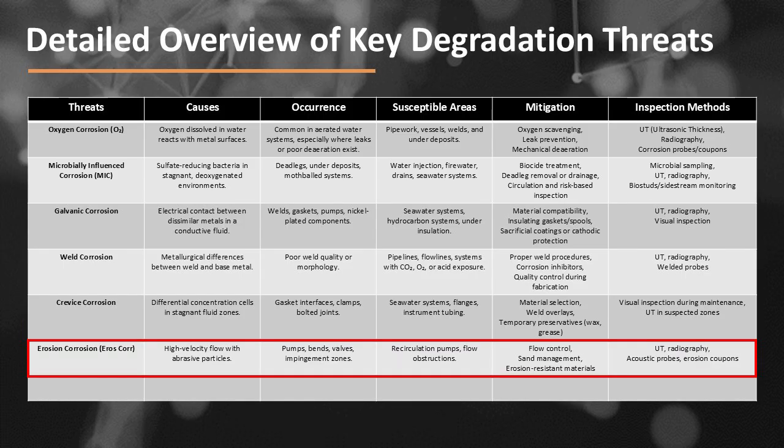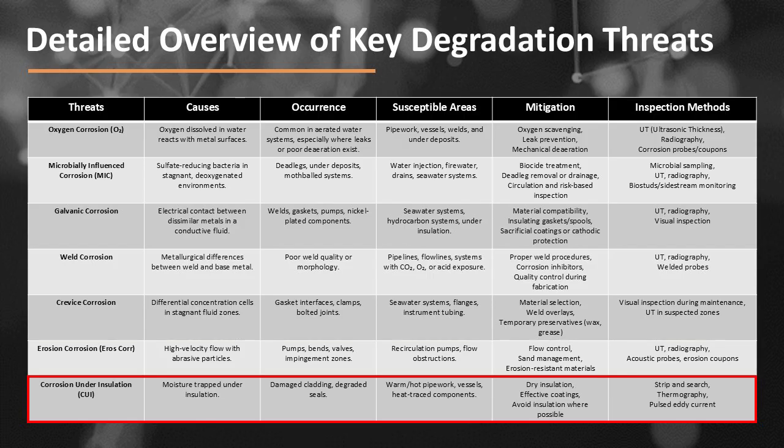When the threat is erosion corrosion, it causes high-velocity flow with abrasive particles. The occurrence of this threat is pumps, bends, valves, impingement zones. The susceptible areas of this threat are recirculation pumps, flow obstructions. The mitigation strategies for this threat are flow control, sand management, and erosion-resistant materials. The inspection method for this threat is UT, radiography, acoustic probes, erosion coupons.